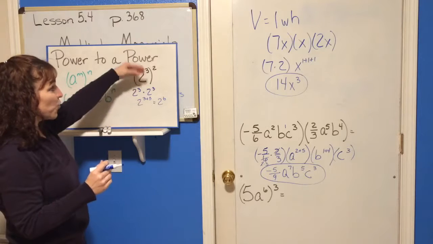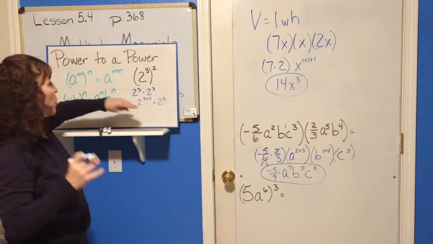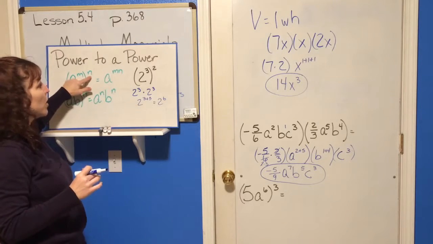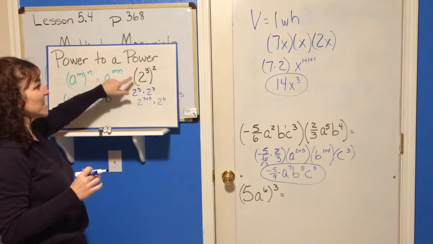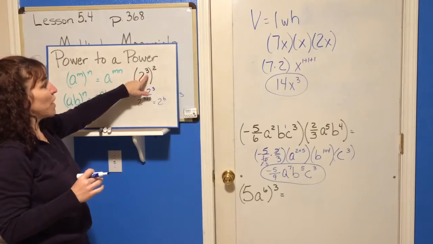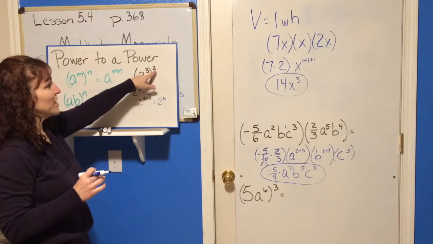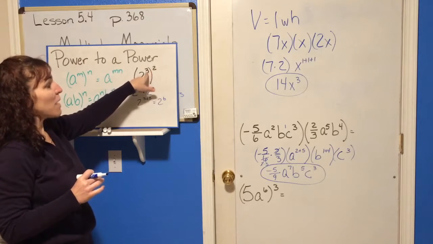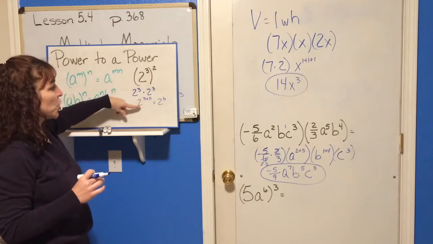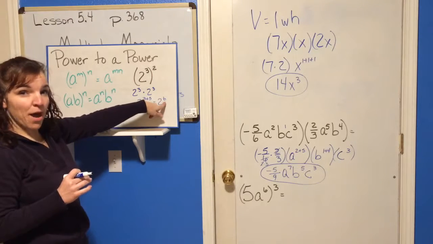So instead of working that all the way out, you can remember, okay, if I'm raising a power to a power, I simply multiply those powers together. So 2 to the third power raised to the second power, or squared, is going to be 2 to the 3 times 2. So you multiply those powers. 3 times 2 is 6. So you end up with 2 to the 6th power.